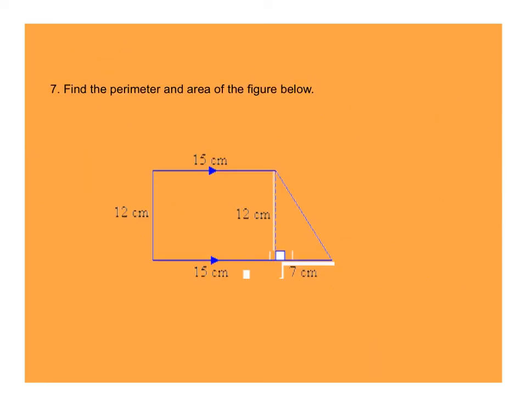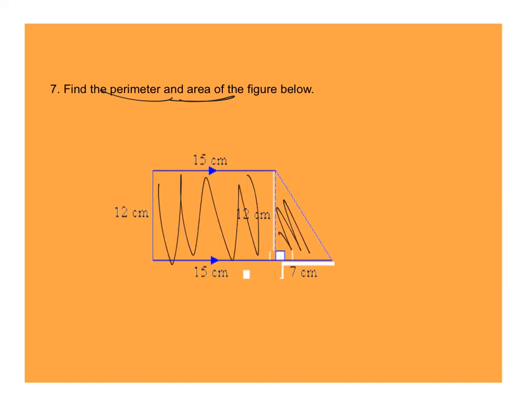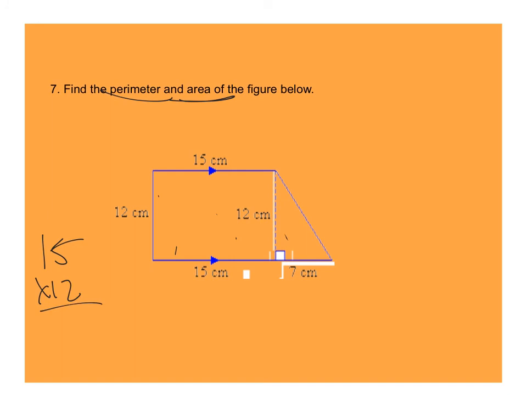All right, so find the perimeter and area of the figure below. Area is actually easier to figure here because all you have to do is figure out the area here and figure out the area here and add them together. So let's do that. So 15 times 12. You don't need to have a calculator handy for that one. That's just going to be 180. So the rectangle is going to be 180. The triangle, remember, is going to be 7 times 12 times 1/2. So that's going to be 42.